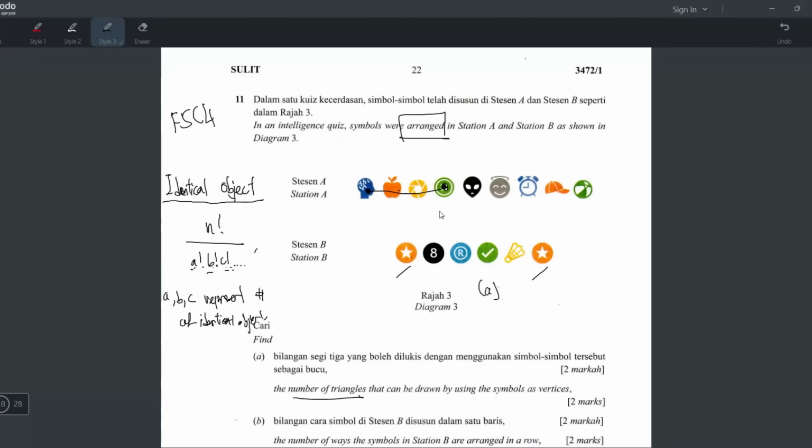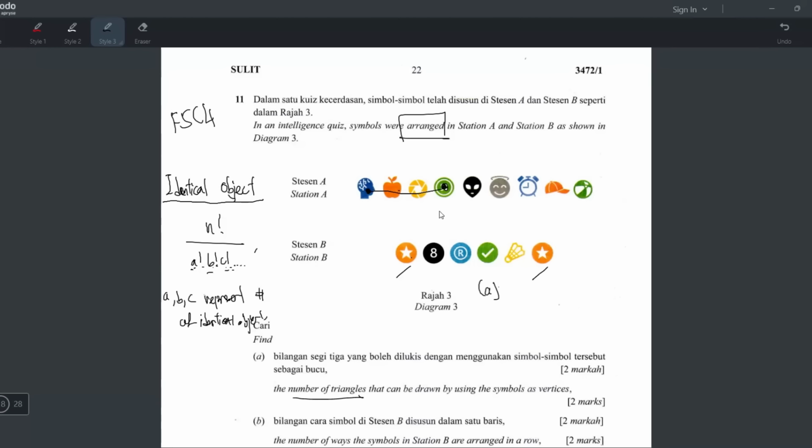The number of ways if 3 symbol from station A and 2 symbol from station B are selected and arranged in a circle. Wait, what? So I see the keyword selected and arranged. So does that mean we have to use C and P? Okay, tak apa. They did mention about circle, right? So definitely we have to use the circular permutation punya formula.